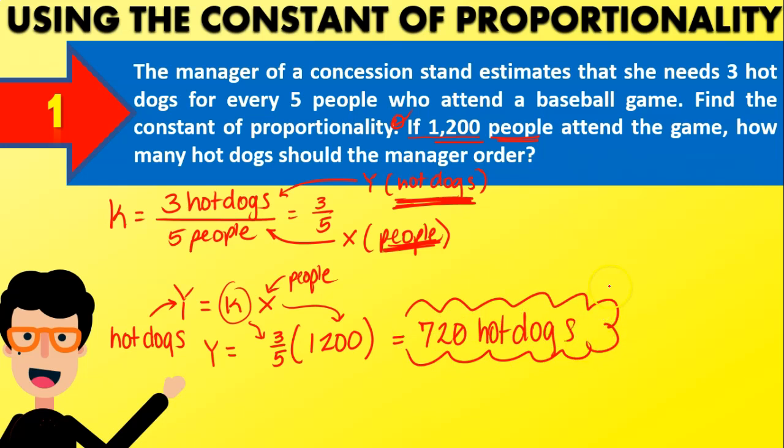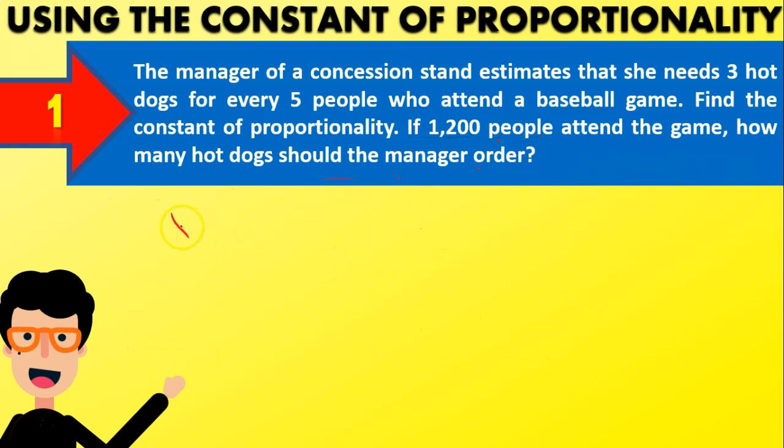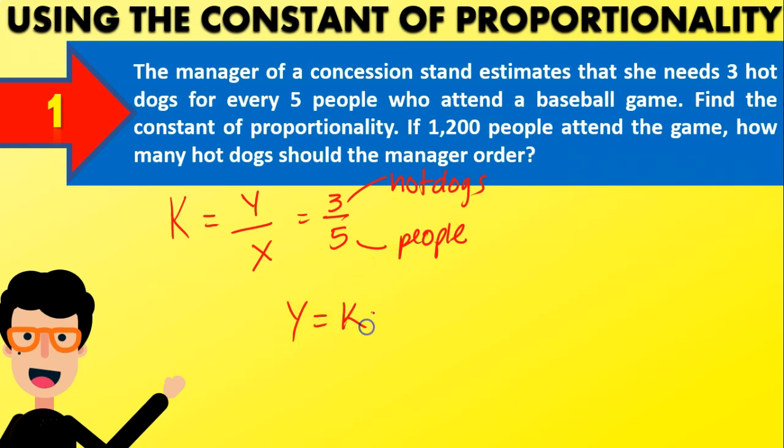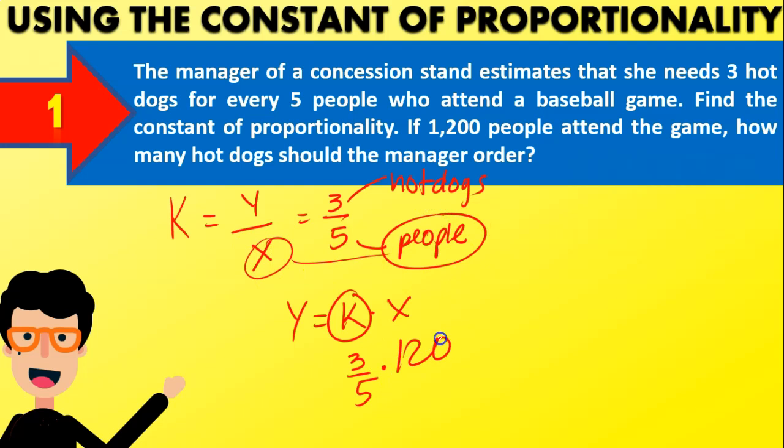So this is the amount of hot dogs the manager has to order. Again, you just have to remember that whenever you're using this type of formula in these problems, we have our k, which is our constant of proportionality, y, and x. In this case, we divided 3 by 5, because 3 was the amount of hot dogs, and 5 was the amount of people. So because of that, we know that in our formula, y equals k times x, k is going to be 3/5. And since x is the amount of people, that is going to be 1,200, giving us the answer. So let's continue with another problem, guys.